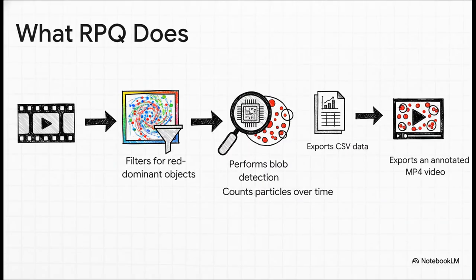And here's the play-by-play of what it does. First, it scans the video, frame by frame, and filters everything out that isn't red. Then, it uses something called blob detection, which is really just a smart way of finding distinct, circular-ish shapes. It counts those blobs in every frame, and then, at the very end, it spits out all the goodies, the raw data in a spreadsheet, and a brand new video with little circles drawn around everything it counted, so you have visual proof.